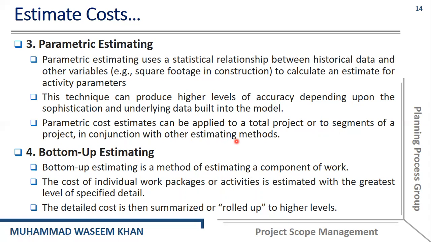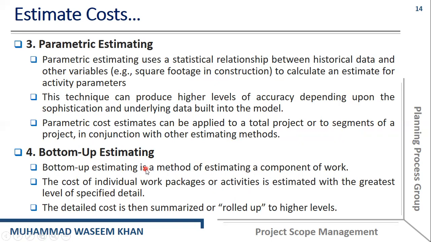So in the parametric estimation technique, we focus on the historical data from past similar projects, but we do some calculations as well by considering some uncertainties. That's why its accuracy is better than the analogous estimation technique. Then we have another estimation technique, that is the bottom-up estimation.